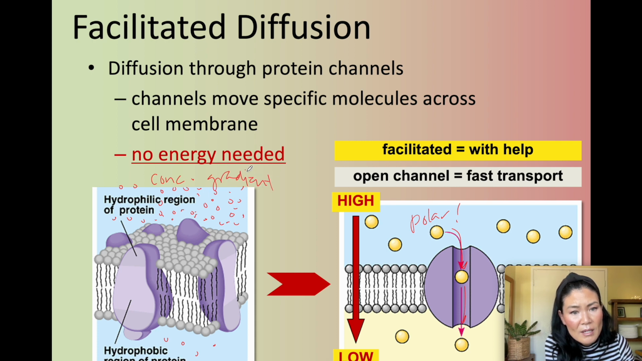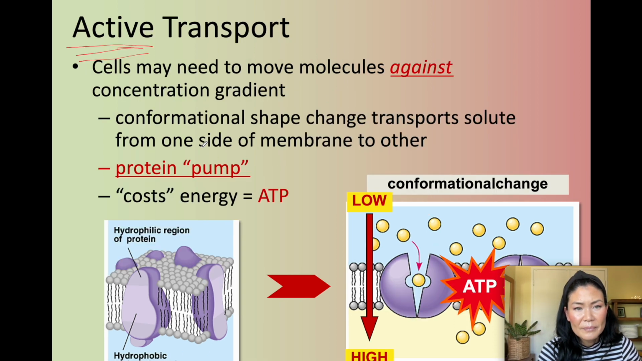A gradient, right, is where there's a difference. A difference across a membrane. There's a high concentration on the outside versus the inside. That's what we mean by concentration gradient. There's a difference in concentration between two environments or two areas across a cell membrane. And then, the higher the difference, the higher the concentration gradient. So active transport is where cells move molecules against the concentration gradient. In other words, they are moving molecules from a low concentration to a high concentration.